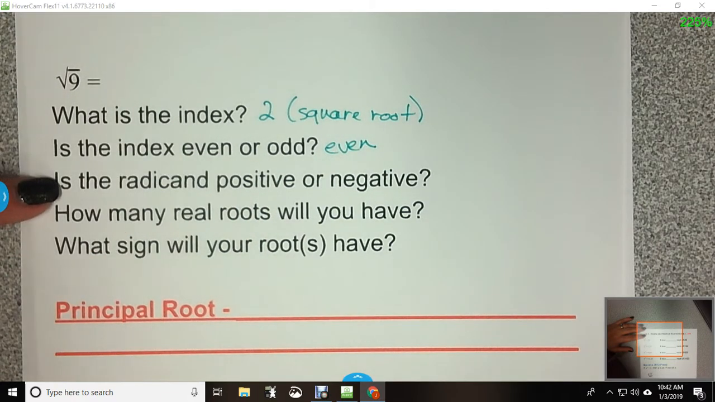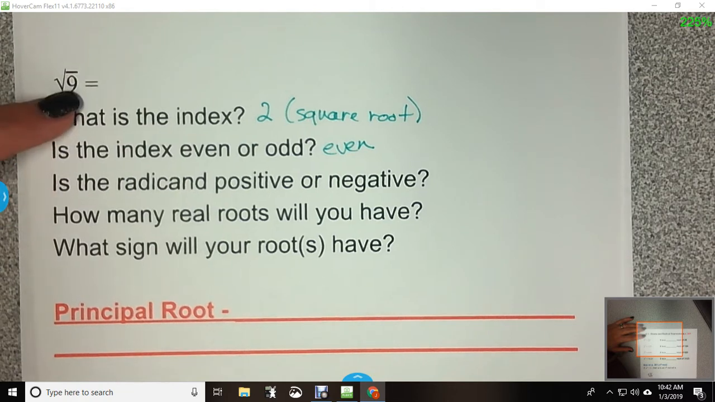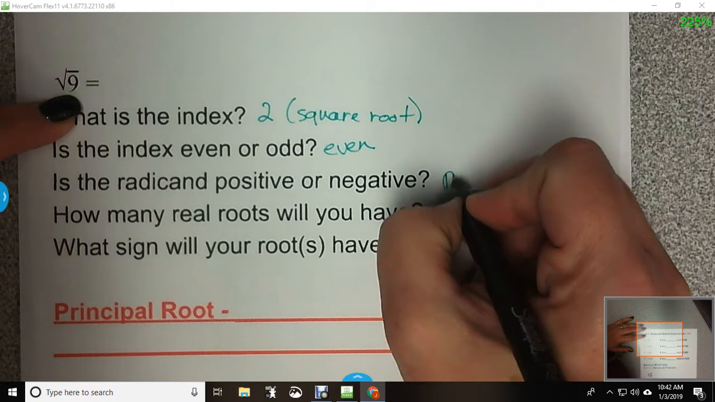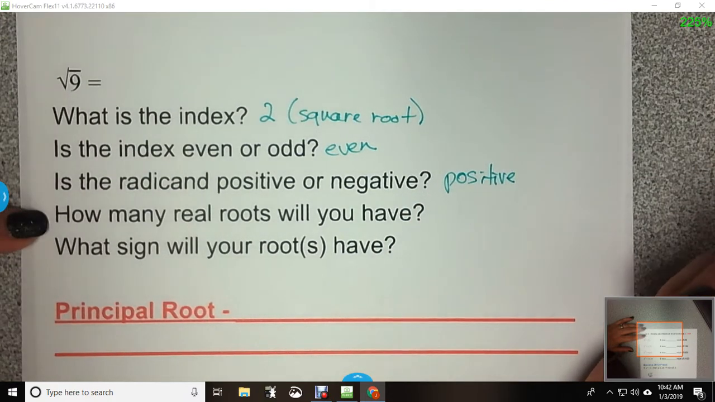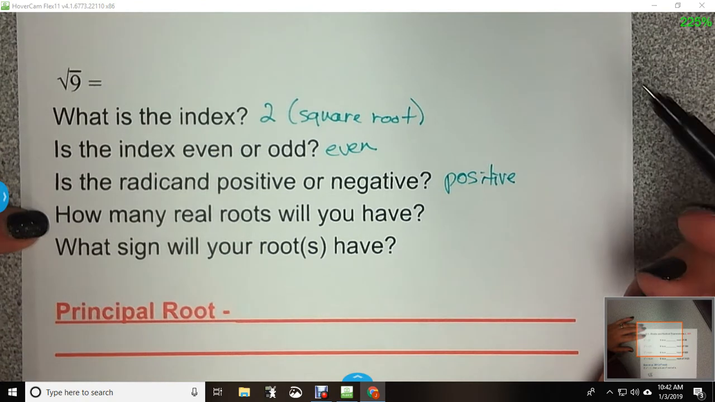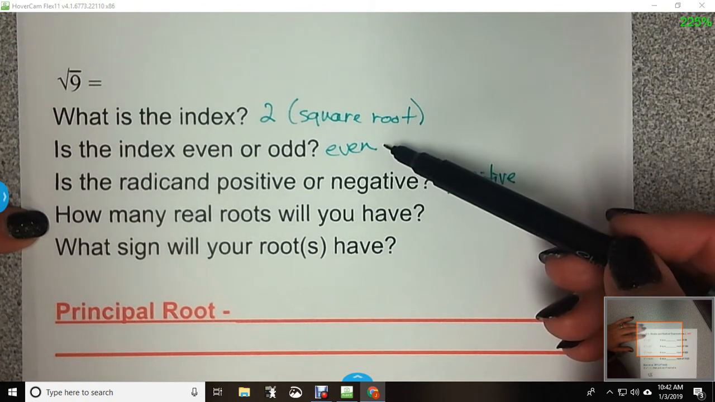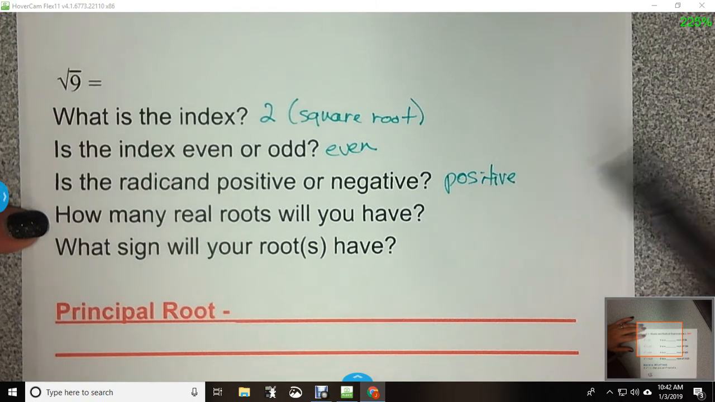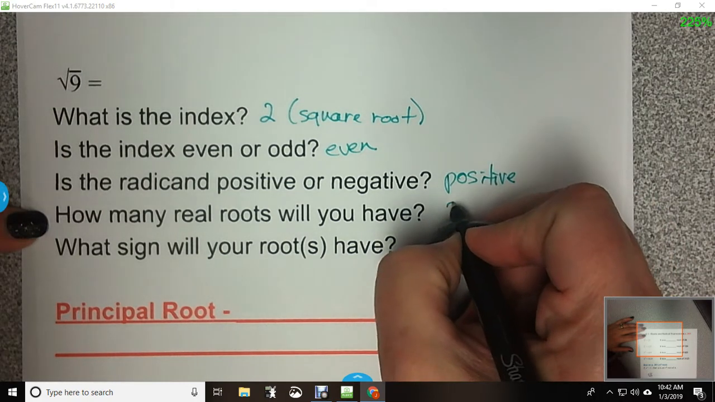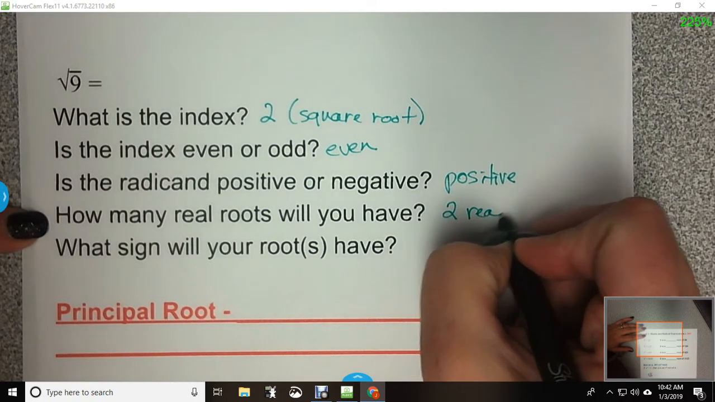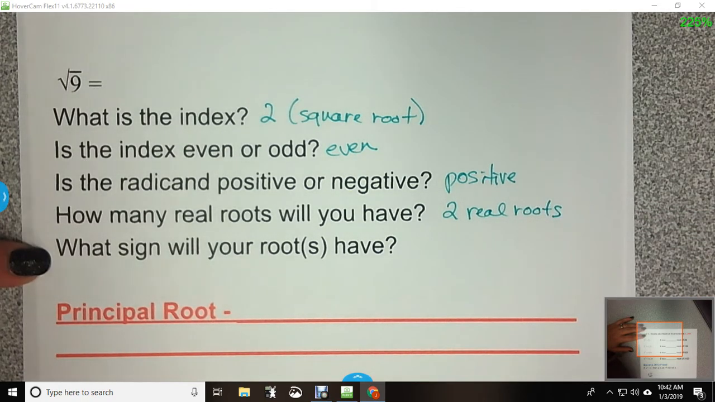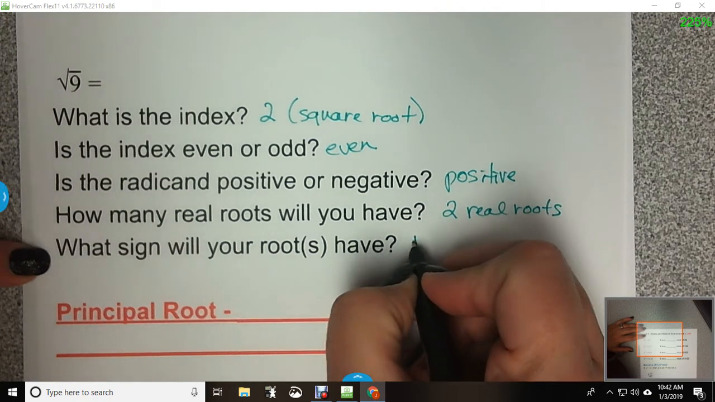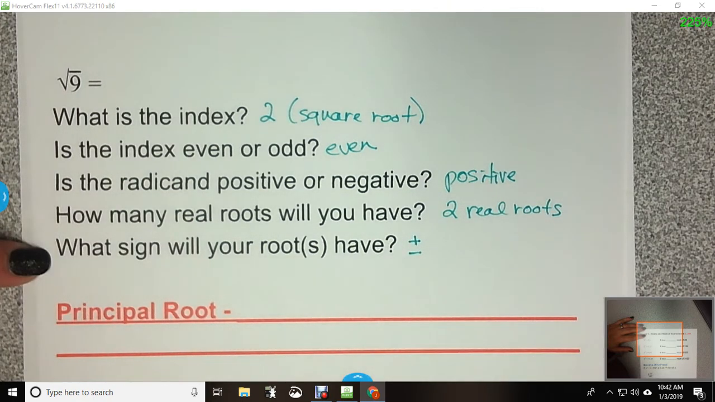And is the radicand positive or negative? Well, my radicand is 9, which is a positive number. And then I want to know how many real roots will I have? Well, I have an even index and a positive radicand, so I will have 2 real roots. And what sign will the roots have? Well, one of them will be positive, one of them will be negative.